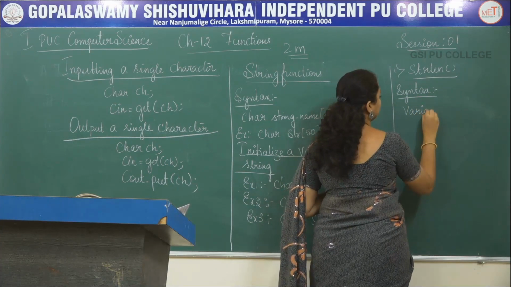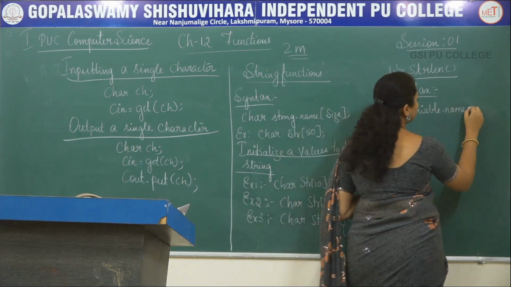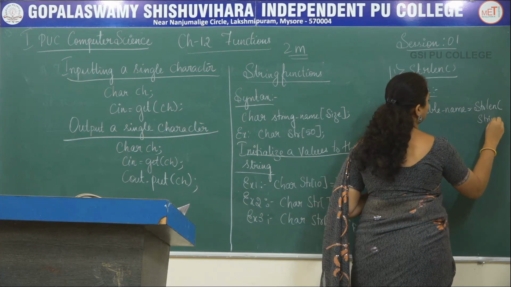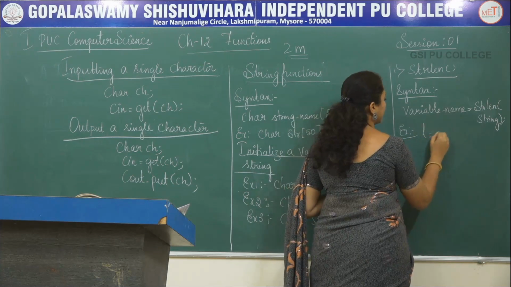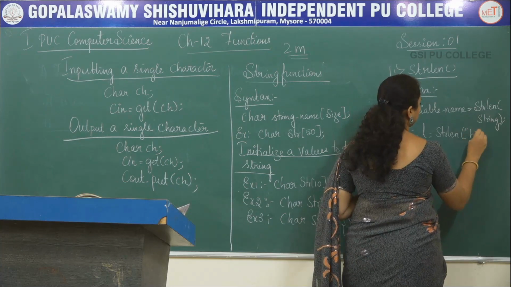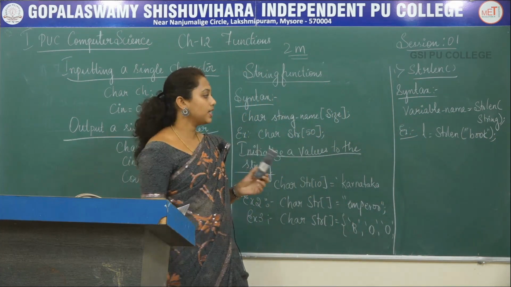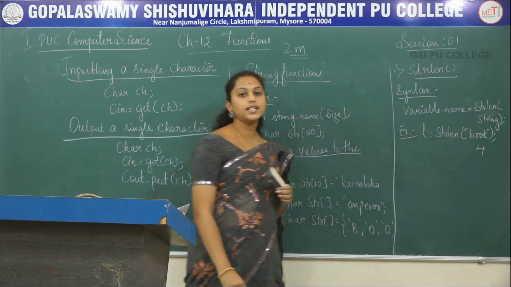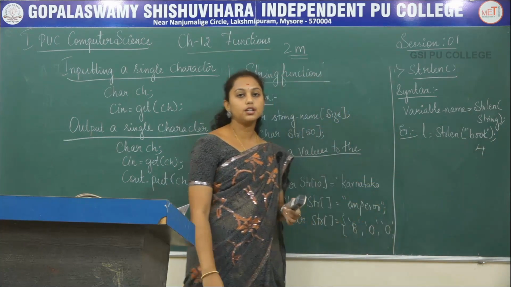Variable name is equal to strlen of string. An example for this is l is equal to strlen of book. What is the size? It is going to return 4, because the size of the string book is 4. Hence it is going to return 4.